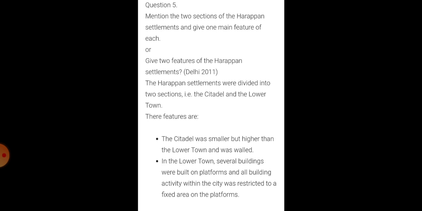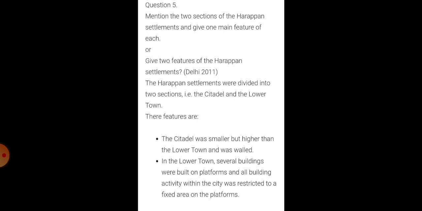Now question number 5. Mention the two sections of the Harappan settlement and give one main feature of each, or give two features of the Harappan settlements. So the answer is, the Harappan settlements were divided into two sections, that is the citadel and the lower town.